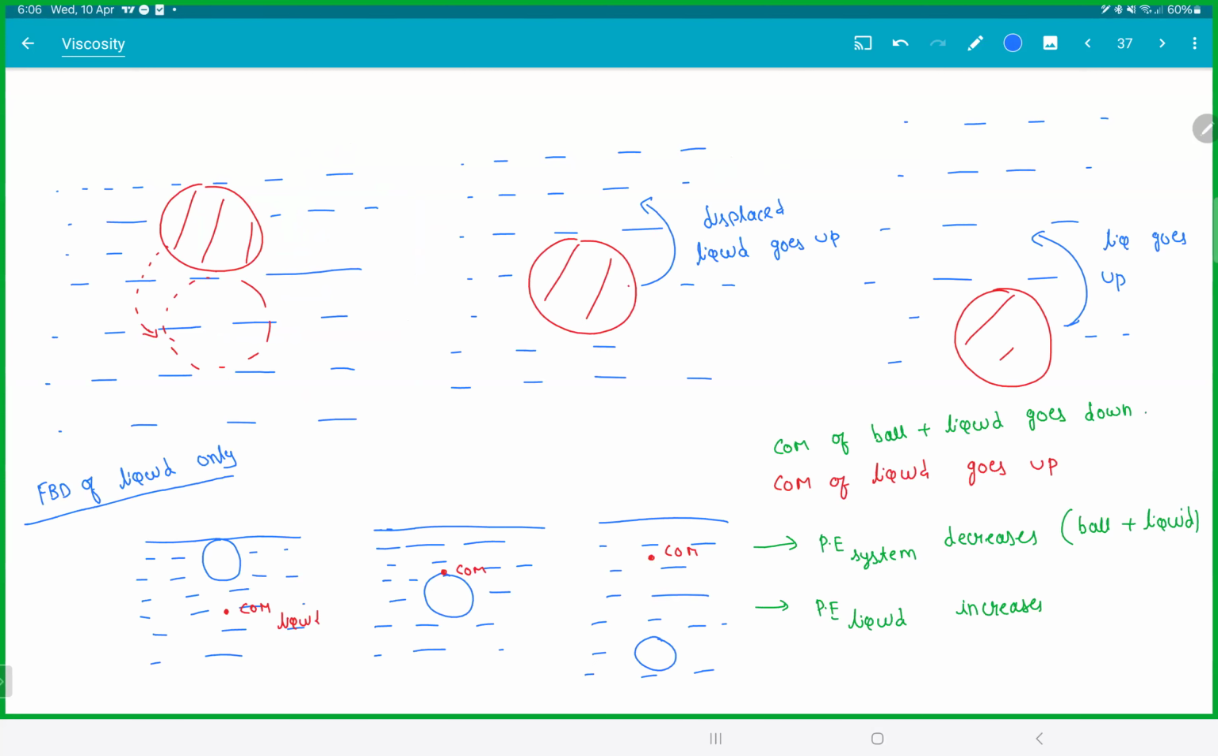So when the ball falls down, the gravitational potential energy is converted into two things. One becomes heat, one becomes potential energy of the liquid. Is the explanation making sense, everyone? So they can ask you multiple questions on this. When a ball is sinking, what happens to the potential energy of the liquid? How does the center of mass of the liquid move? How does the center of mass of the system move? So I can ask you different things in terms of center of mass and potential energy. Please check out this page. The height of the liquid will be the same.